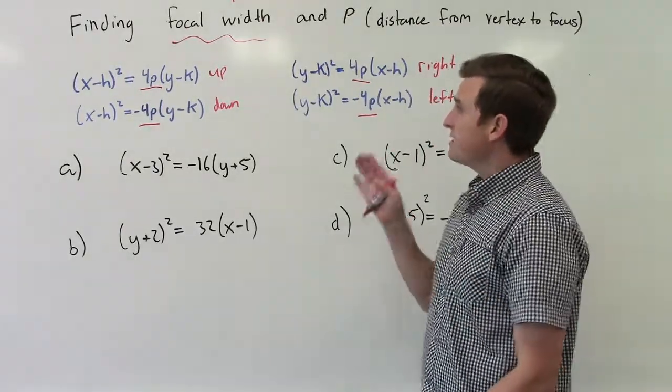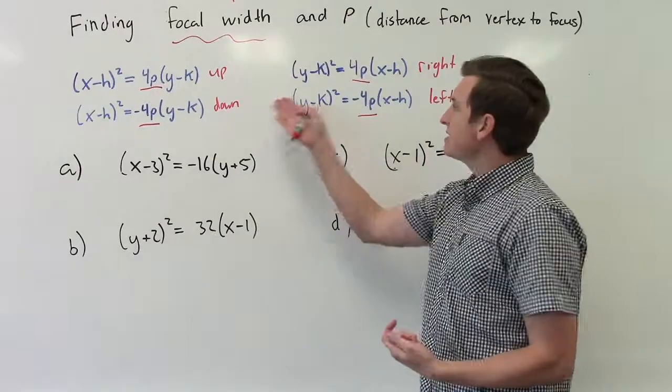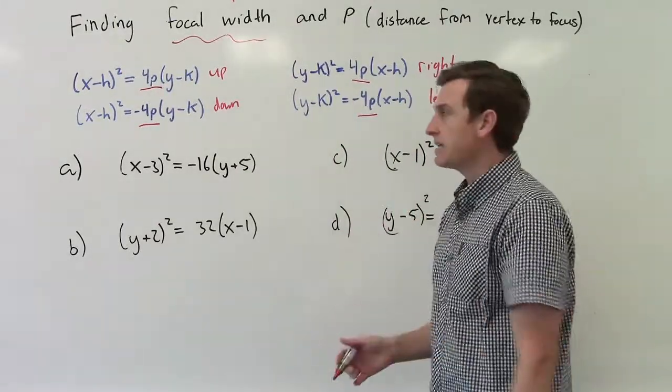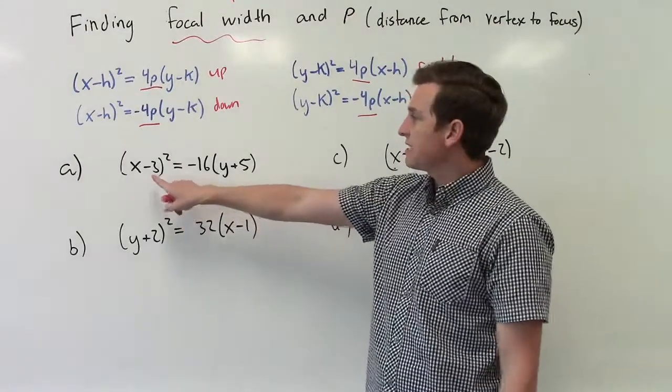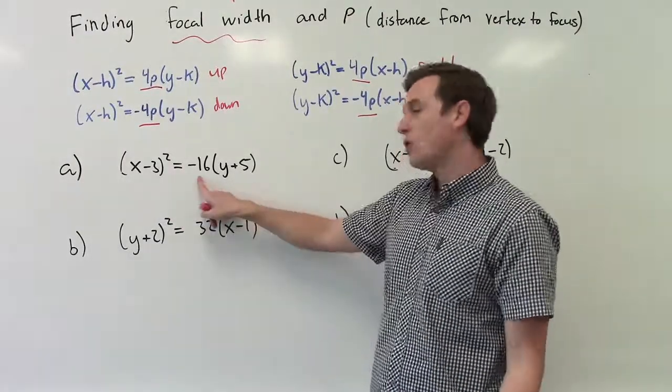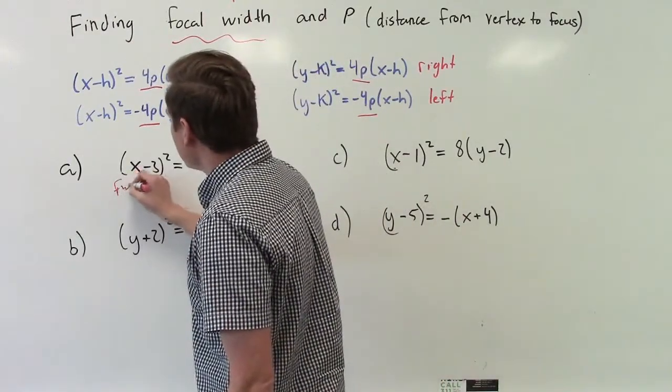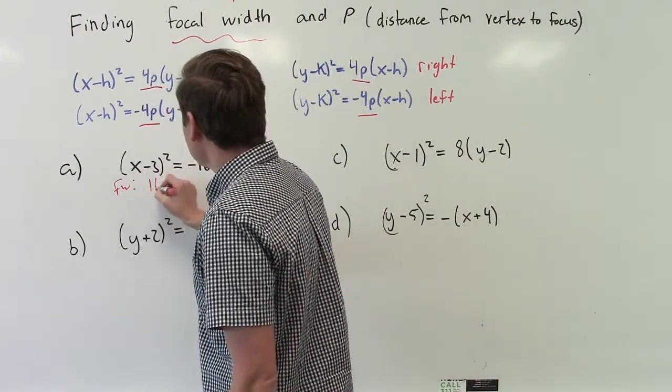So focal width is actually really easy to grab. It's part of your equation. You can see it in the equation pretty much automatically. Just like you can see that the vertex here is going to be 3, -5. The focal width is 16. So focal width is just going to be 16 here.